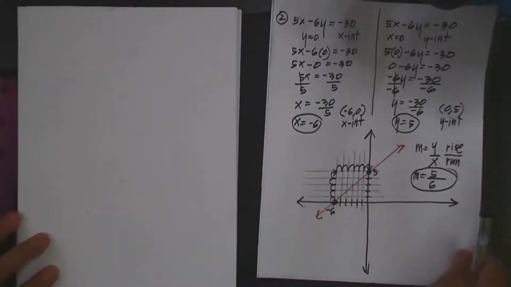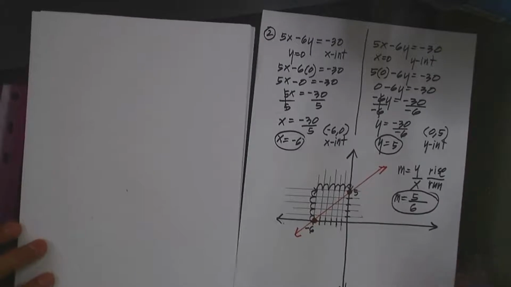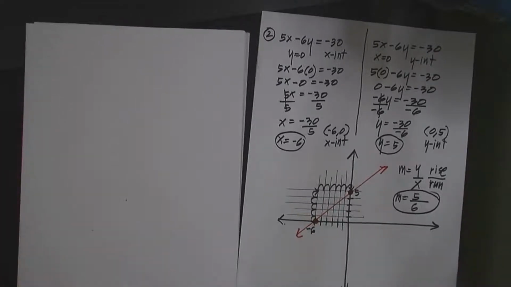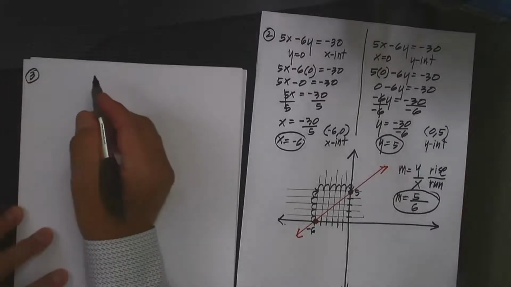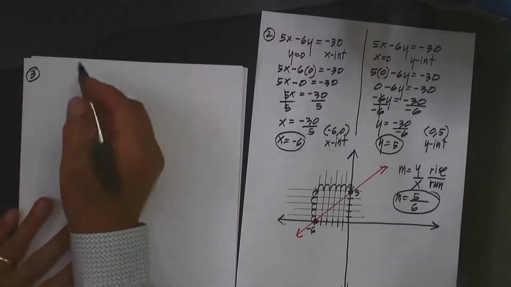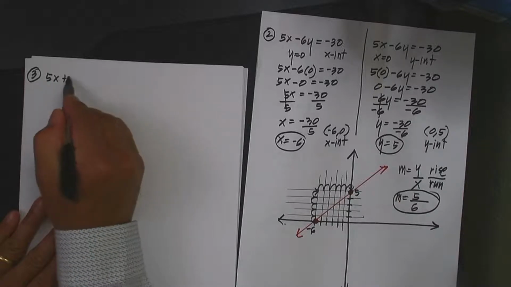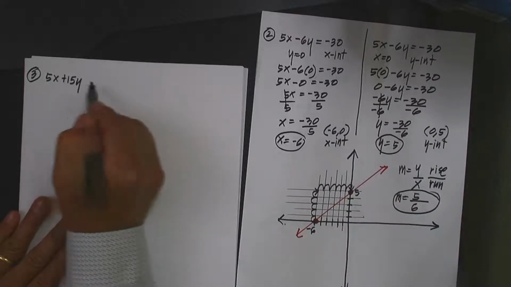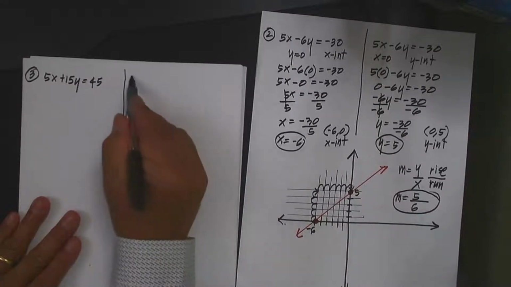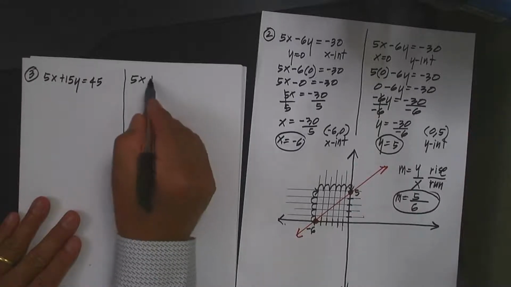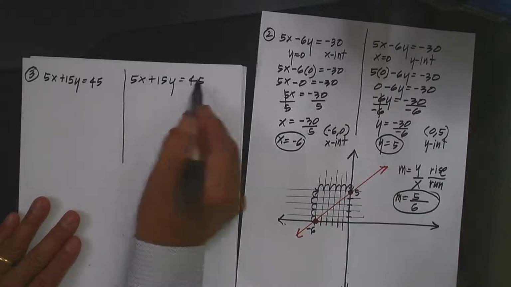Okay, we're done in number 2. Now we're going to proceed to number 3. I hope you're following along, guys. Okay, number 3. We're going to do the same procedure, guys. You're going to start copying 5x plus 15y is equals to 45. And then copy that again. 5x plus 15y is equals to 45.